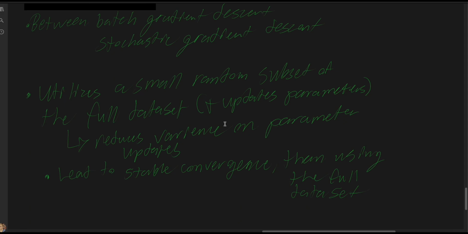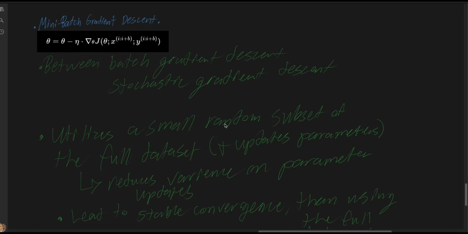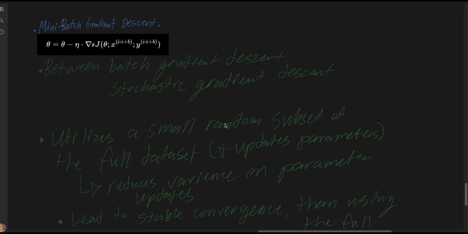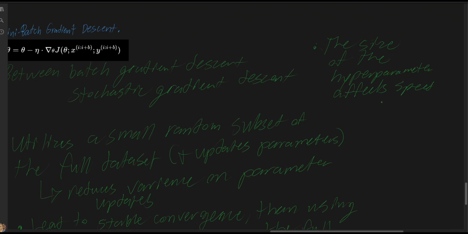The size of the mini batch is a hyperparameter that can affect the performance and the convergence speed. So the size of the hyperparameter affects convergence speed.